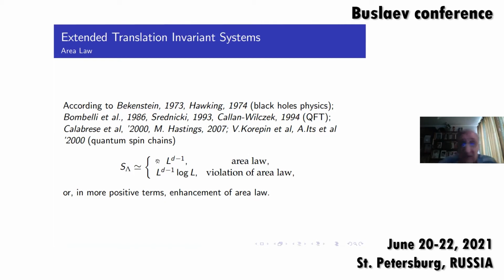So they found that in many cases, both physical and model, the entanglement entropy, which is just a function of L, behaves asymptotically as the area law. But sometimes it behaves a bit differently. There is an additional factor, log L, and initially people were quite surprised, and it was called violation of area law. But since now, according to the slogan in the United States, we think positively, many people have started to call it enhancement of area law. Well, it depends on taste.